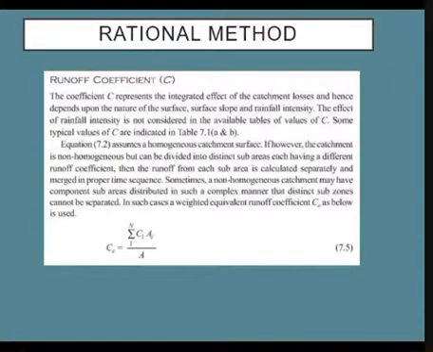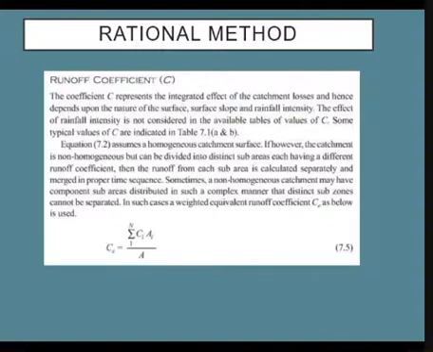Equation 7.2 assumes a homogeneous catchment surface. If, however, the catchment is non-homogeneous but can be divided into distinct sub-areas, each having a different runoff coefficient, then the runoff from each sub-area is calculated separately and merged in proper time sequence. Sometimes a non-homogeneous catchment may have component sub-areas distributed in such a complex manner that distinct subzones cannot be separated. In such cases, a weighted equivalent runoff coefficient as below is used.